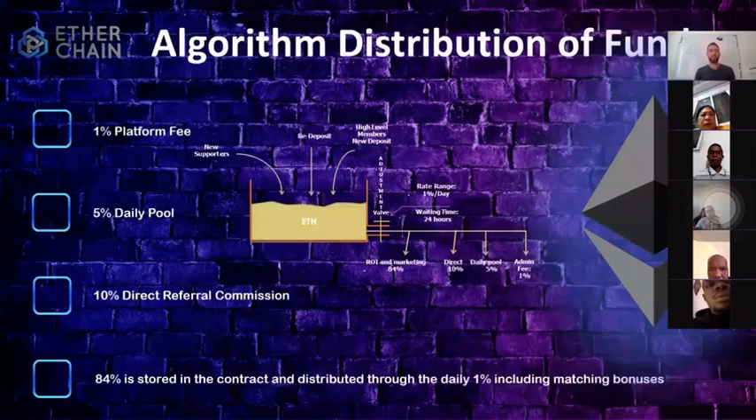Now, let's have a look at the full algorithm distribution of the funds coming in. So out of the 100% that goes into Etherchain, 1% goes away as a platform fee. 5% goes away to the daily pool.